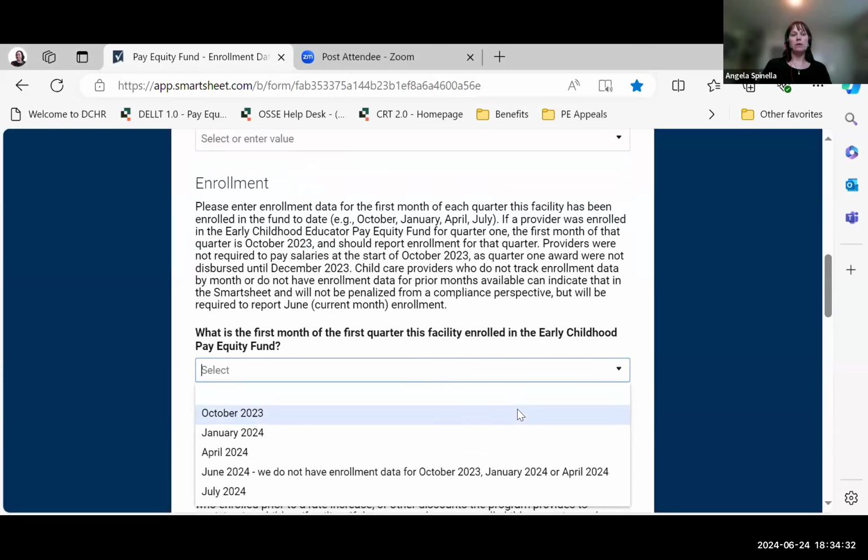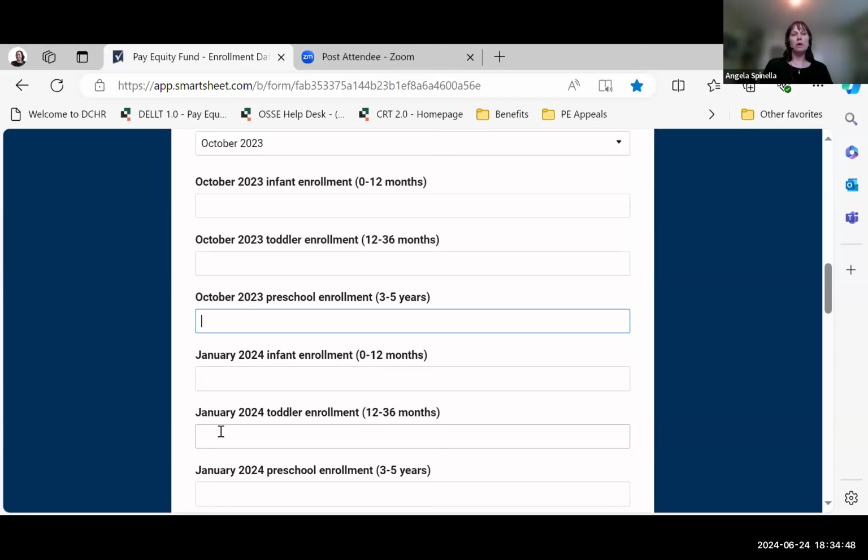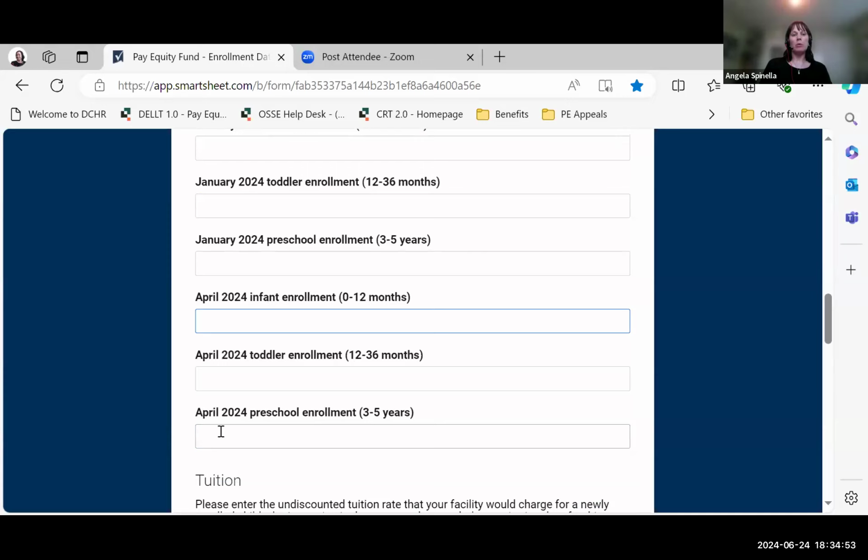I will demonstrate this now. If I was a provider and the first month that I was enrolled in the Pay Equity Fund was October, here you will see free-flowing text boxes that open up for October enrollment, January's enrollment, and April's enrollment for all three: infant, toddler, and preschool enrollment.